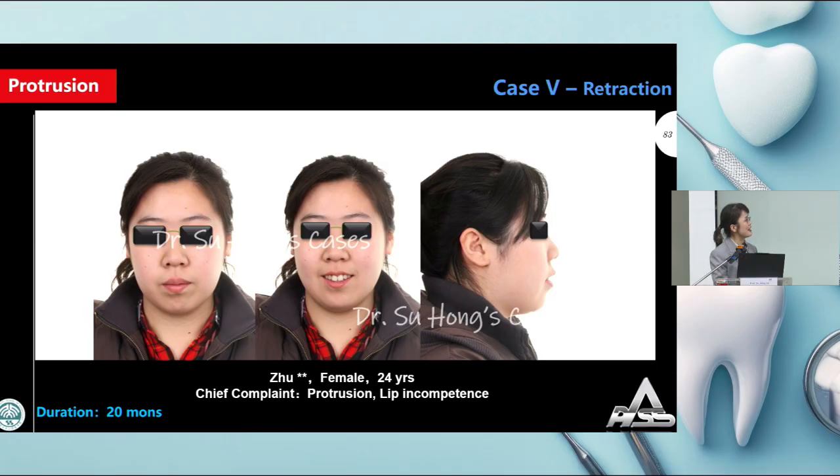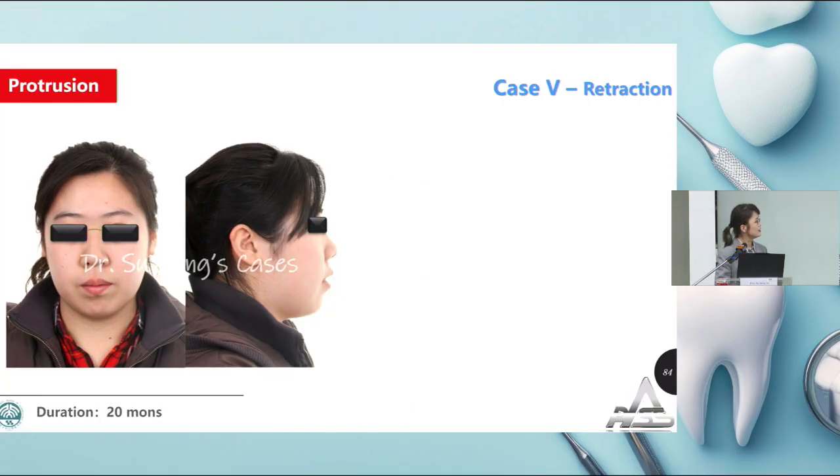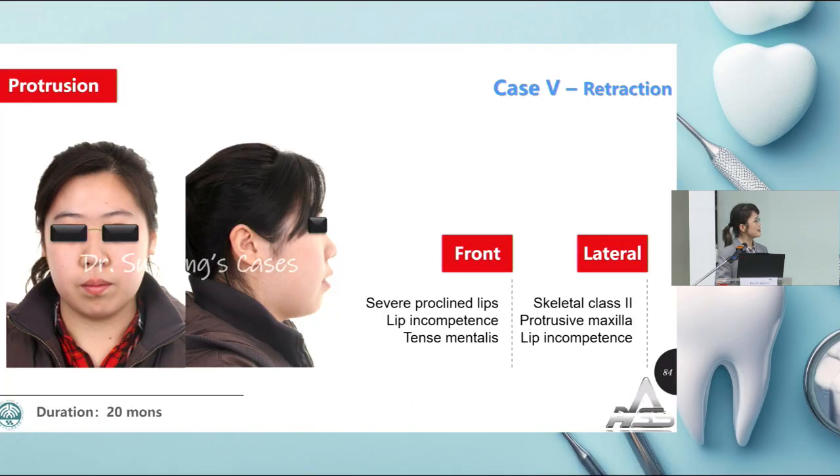And the 5th case, another protrusion case, a 24-year-old girl, protrusion, lip incompetence. We can see severe proclined lips and lip incompetence and tense mentalis. And in the lateral, we can see protrusive maxilla and lip incompetence.